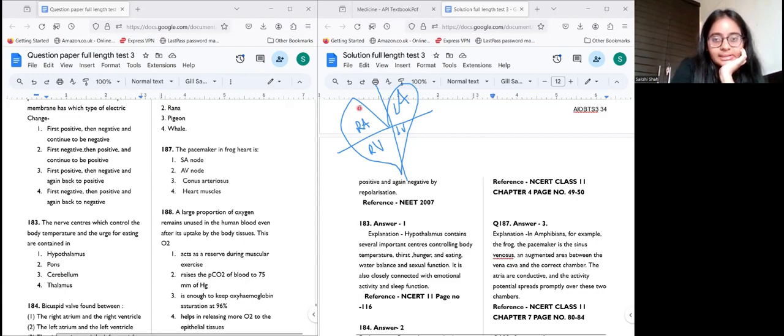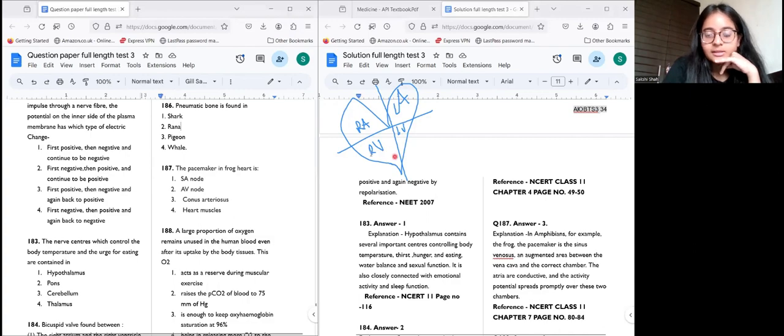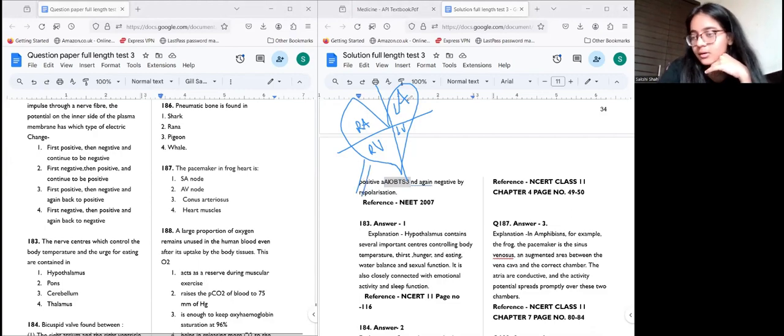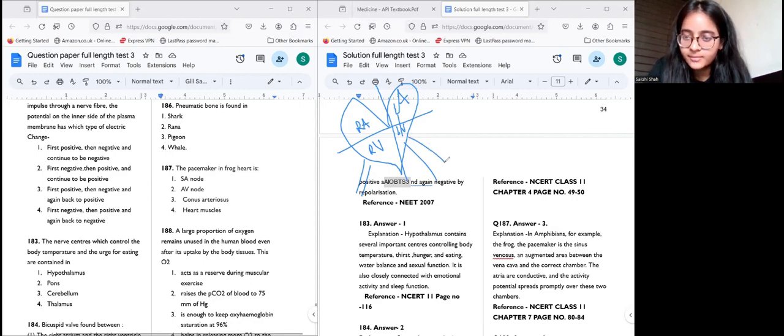The right atrium will be receiving blood from where? It will receive blood from parts of the body via the vena cava. The blood from the right atrium goes to the right ventricle. After that, the blood from the right ventricle will go to the lungs via the pulmonary artery, because arteries carry blood away from the heart. Then the blood reaches the left atrium, goes to the left ventricle, and then to the aorta and the different parts of the body. So there are valves present here, and here.